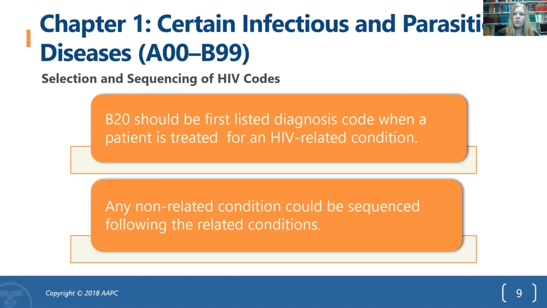If a patient is admitted with an HIV-related condition, the principal diagnosis should be B20 for the HIV disease, followed by any additional diagnosis to report that related condition. If a patient with HIV disease is admitted for an unrelated condition, like a traumatic injury, the code for that unrelated condition, that traumatic injury, should be utilized first as the principal diagnosis. And then other diagnosis would be B20, that HIV code, followed by any additional diagnosis for any HIV-related conditions.